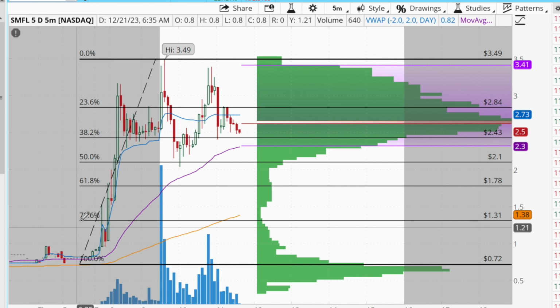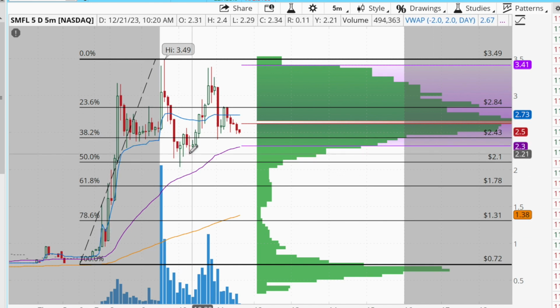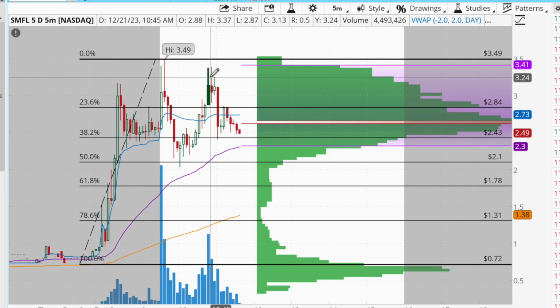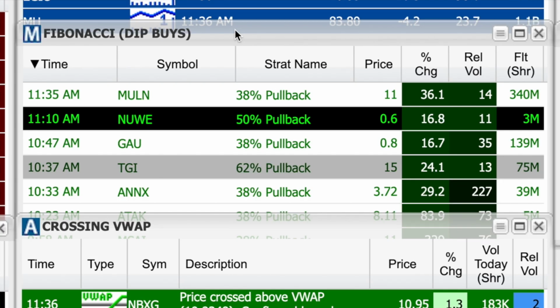And we can see here with this example, SMFL started to turn that 50% area into some support. There are quite a few long lower wicks in that area, and we get a nice reversal opportunity from that level. So again, this scanner is just going to notify you of that situation, and this can be very useful for buying into those pullbacks and buying into those dips.